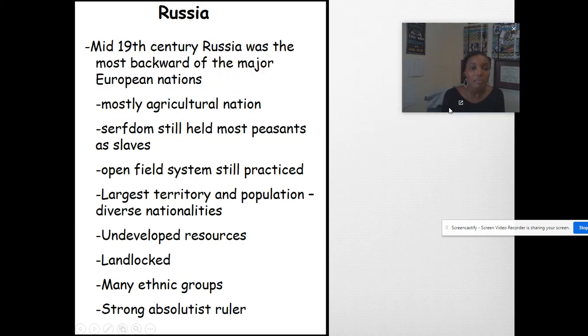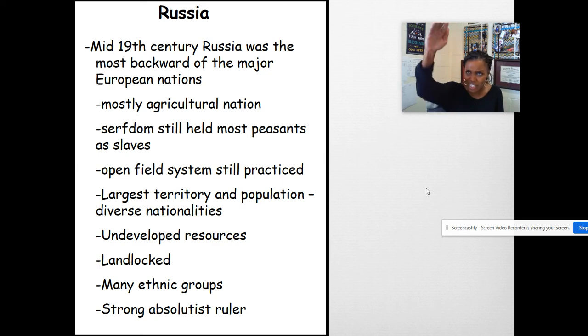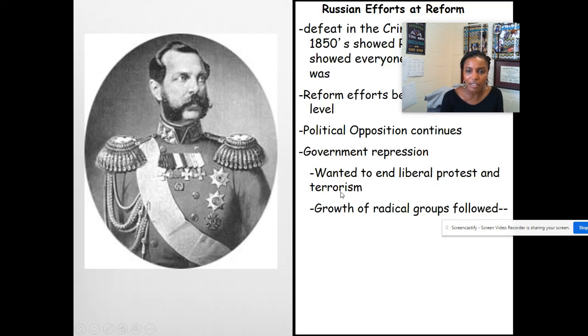Let's look at Russia. Mid 19th century Russia was the most backward of the major European nations. They were still mostly agricultural, hadn't industrialized yet. They still had these class systems, and serfdom still held most peasants as slaves. They still had that open field two crop system, the largest territory, and the most diverse nationalities, but it was a lot of underdeveloped resources that were landlocked, many ethnic groups, and a strong absolute ruler. So unification of this was going to be a difficult task.